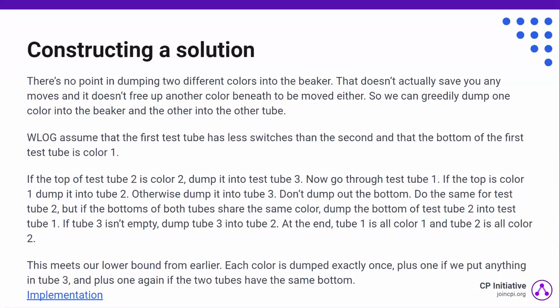And if we put anything in the beaker, it's going to add 1, which is the x plus 1 bound we got earlier from 2 switches. And if tube 2 has the same bottom, it's going to be plus 1 again. So that's going to be the x plus 2 bound that we got earlier for having the same bottom. Does this make sense?